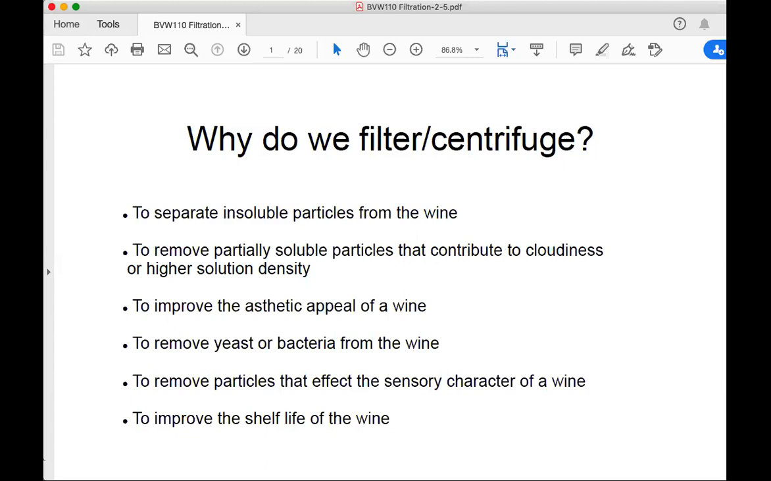So let's start off with some of the rationale for filtration. We'll go through the rationale, then we'll go through different kinds of filtration techniques later on in the lecture. To start off with, we're looking to separate insoluble particles from the wine. Examples of insoluble particles might be grape matter, might be tartrate crystals. Then we're also looking to remove partially soluble particles.